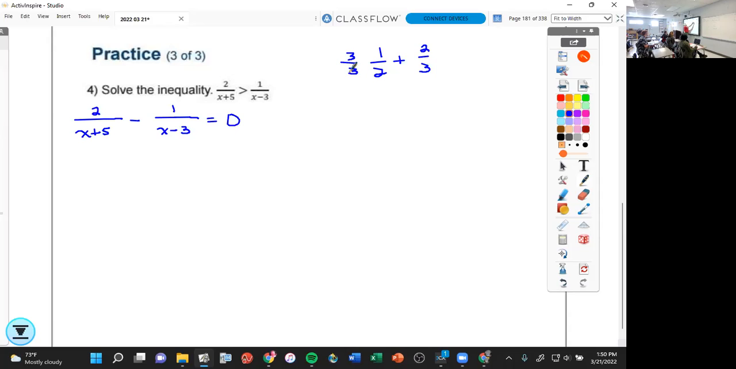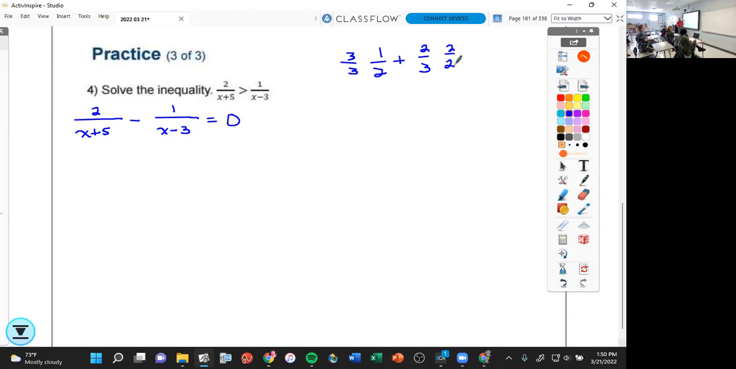What do I do to this side? Wait, would it be 3, 6? Okay, right? Now I have a common denominator, which means you might say the common denominator is 6, but couldn't I also say the common denominator is 2 times 3? Does that make sense?